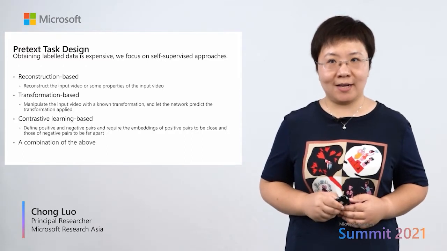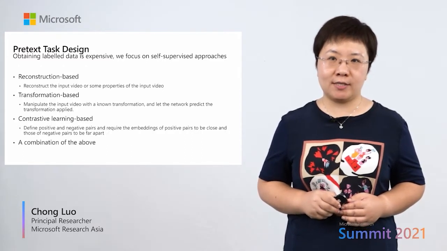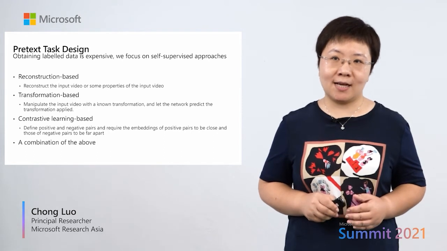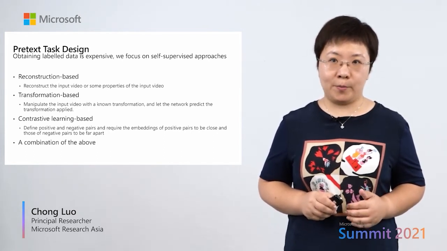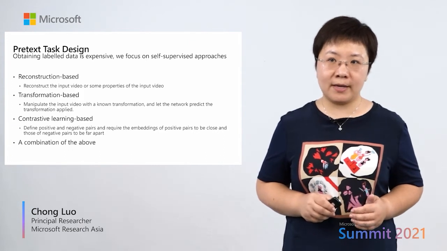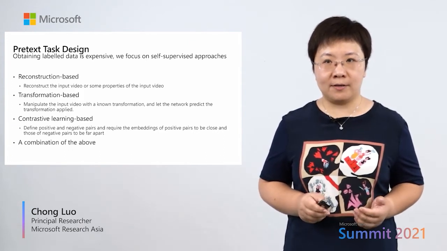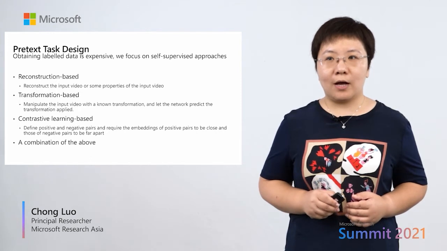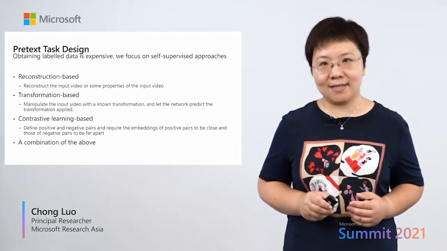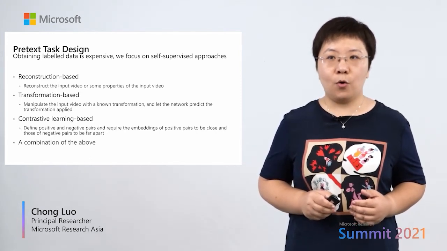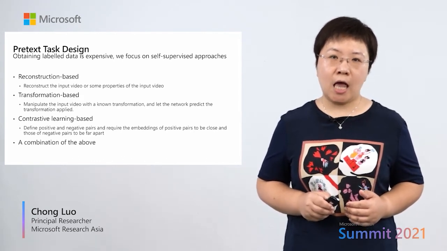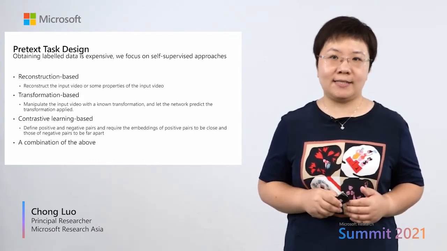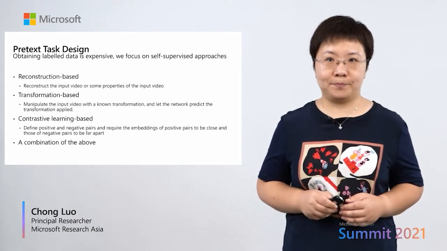In self-supervised learning, where human annotations are not available, pretext tasks can be classified as reconstruction-based, transformation-based, contrastive learning-based, or a combination of the above. In this talk, I will briefly review some of the existing work and then introduce one piece of our recent work, which brings pretext design down to the object level instead of frame or clip level.